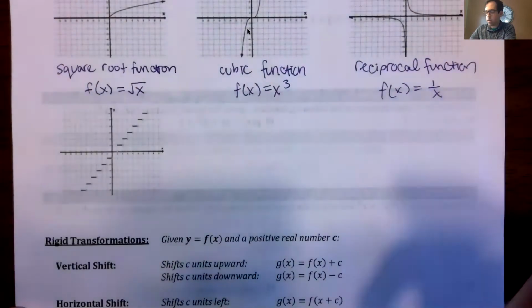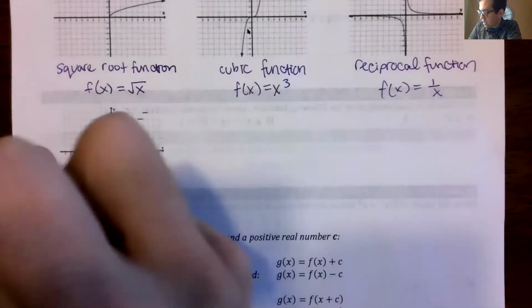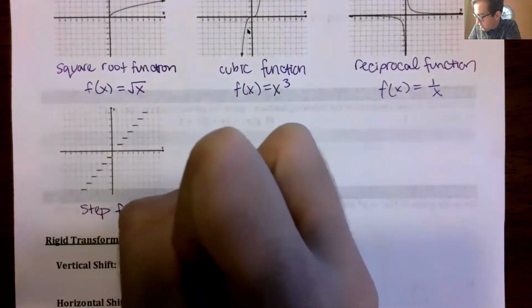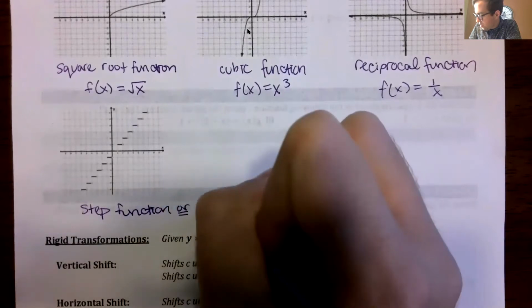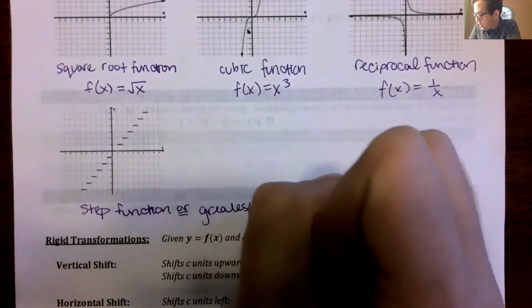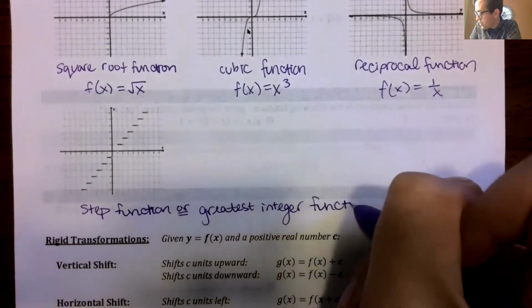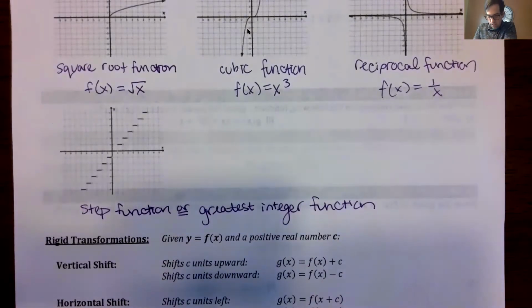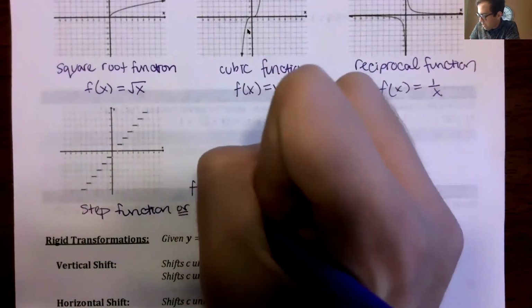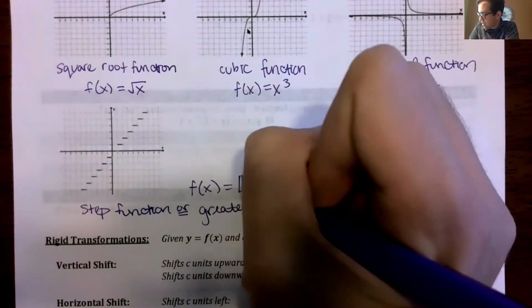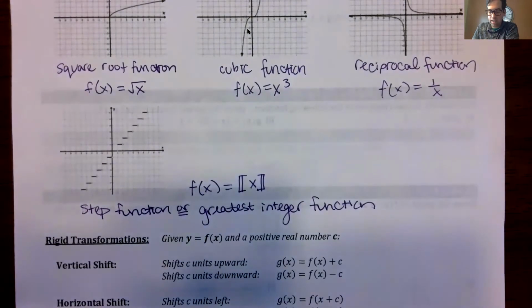And our last one might be brand new to you. This is commonly called the step function, or the greatest integer function. And this is kind of unusual. We don't see it that often, but to write this equation, it's f of x equals, and the notation is to use two brackets like this. So it's like double bracket of x, all right? Now, since that is brand new, we're gonna be looking at that first.